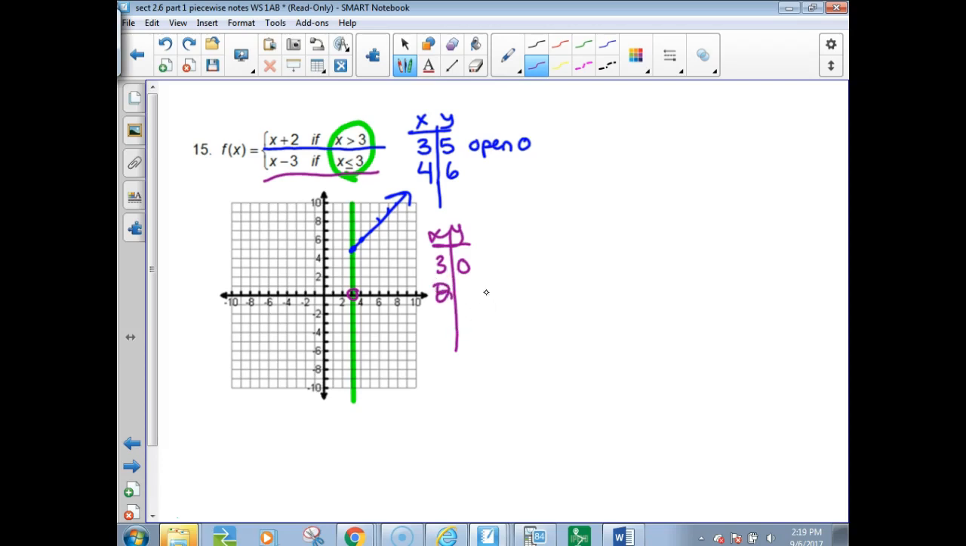2, -1. That one has a slope also of 1. So if I go down 1, right 1, down 1, right 1, I keep finding these points. Down 1, left 1, excuse me. It was up 1, right 1, so I'll go down 1, left 1.